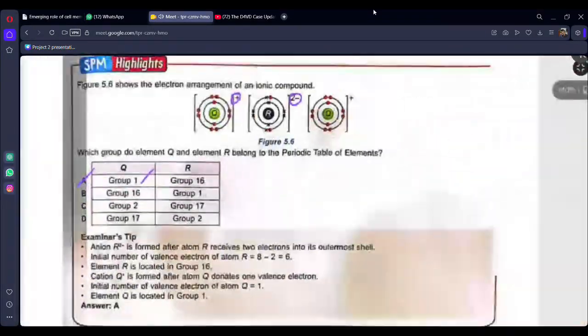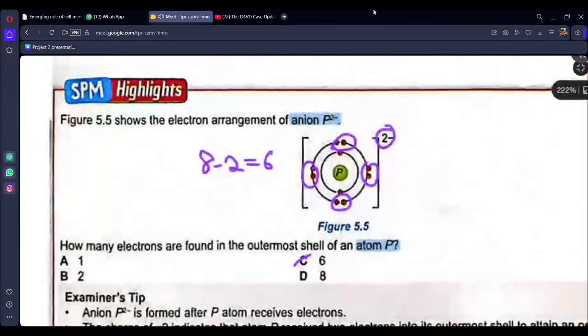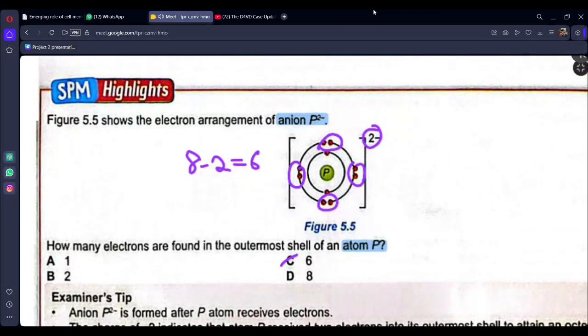Okay? Now, I'll go ahead and explain this to you, okay? Figure 5 shows the electron arrangement of anion P2 minus, 2 minus. So what we have over here is an anion, okay? And the charge is -2. So if the charge is -2, I get octet. Meaning, if the charge is neutral, I remove 2. So how many electrons are found in the outermost shell of atom? Atom means I remove the 2. So I get 1, 2, 3, 4, 5, 6. Can you all understand? Can you understand means spam? Thumbs up.